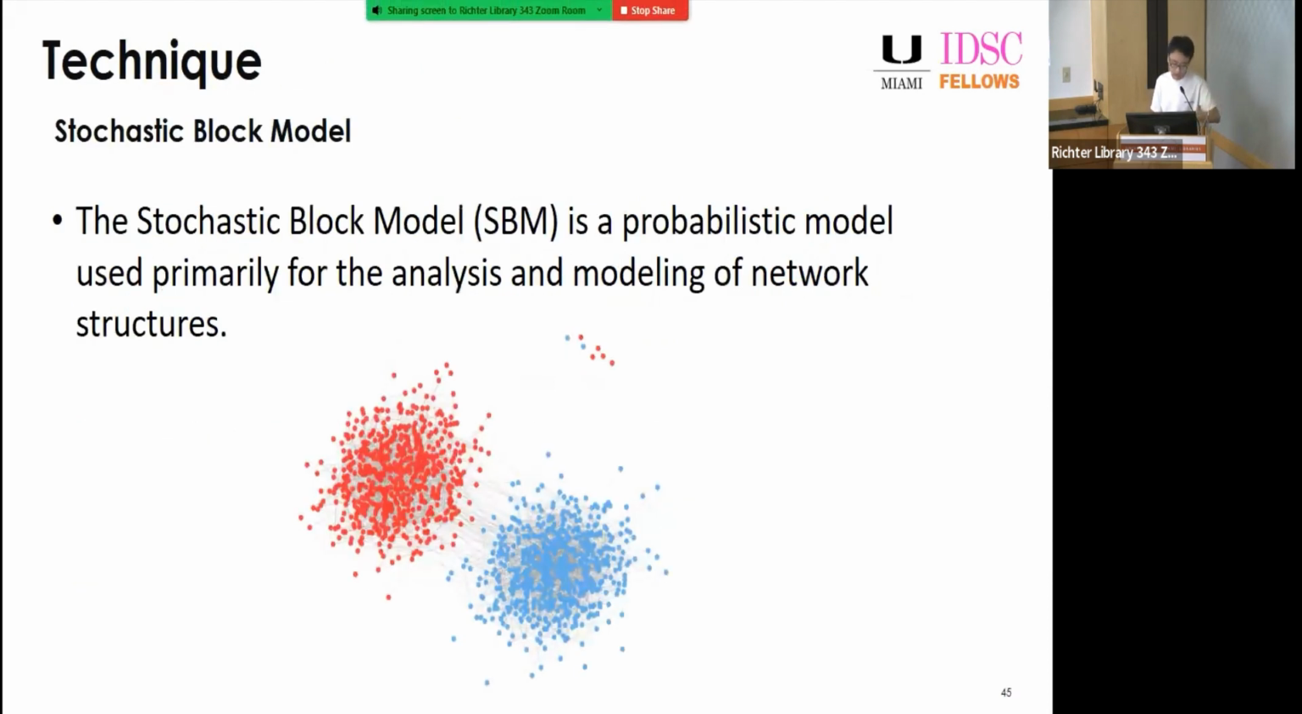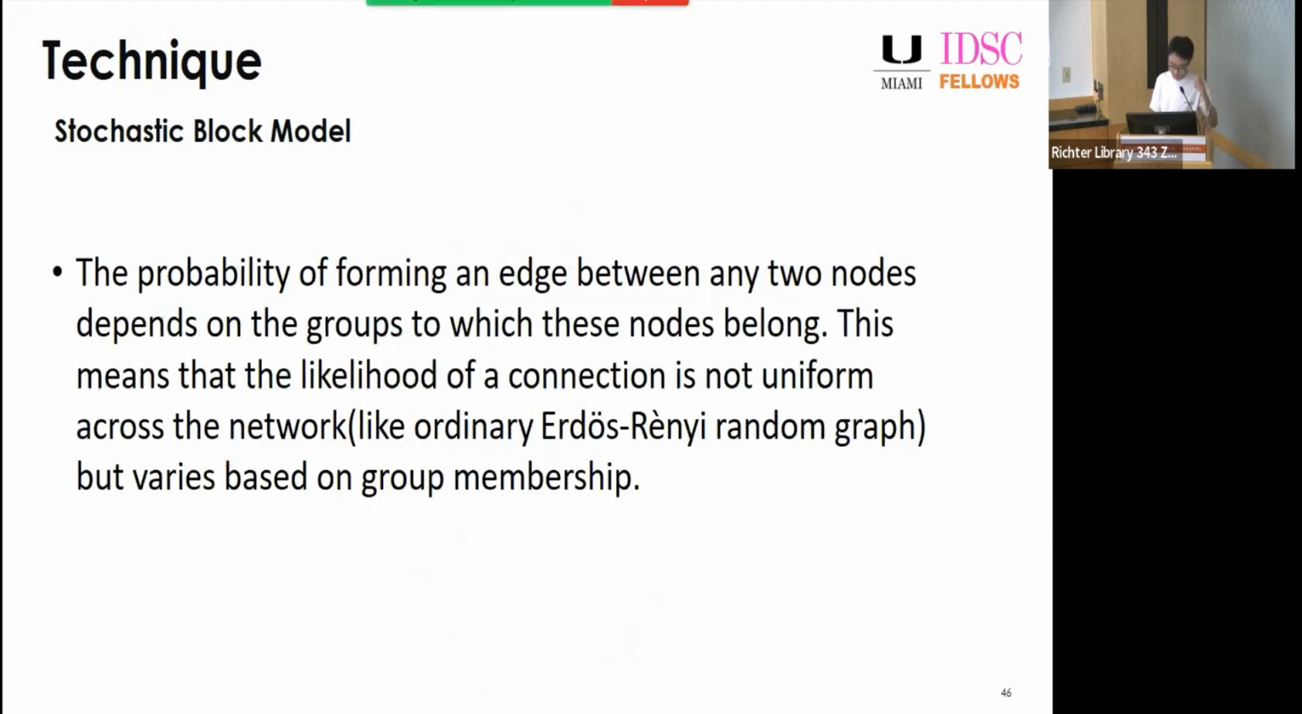I will introduce a little bit about the stochastic block model. The stochastic block model, SBM, is a probabilistic model used primarily for the analysis and modeling of network structures. See here in this plot, there are two clusters, and they connect with each other with different probabilities. The probability of forming an edge between any two nodes depends on the groups to which these nodes belong. This means that the likelihood of a connection is not uniform across the network, unlike the ordinary Erdős–Rényi random graph. In that random graph, you put each edge at the same probability. But in the stochastic block model, the probability varies based on the group membership.